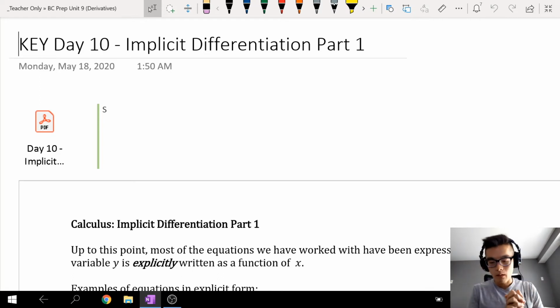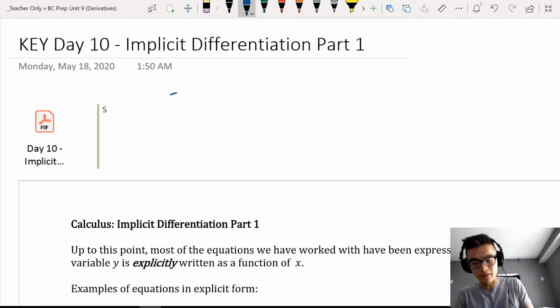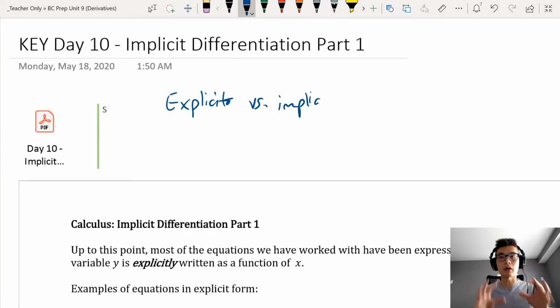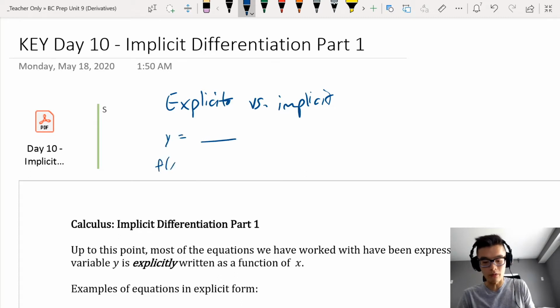So, just to break down really what we're talking about and where this idea comes from, first we need to talk about the differences between the explicit, which is what we've actually been doing this entire time, versus what we're about to do right now, implicit. So what I'm going to use is a very straightforward example, but effectively explicit just means you have an equation where it's y equals something, or f of x equals something. When you derive that, you say y prime or f prime equals whatever the result is.